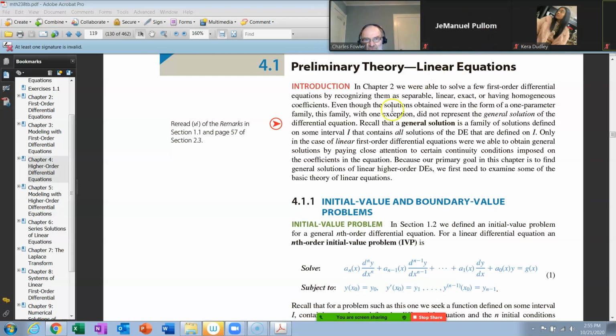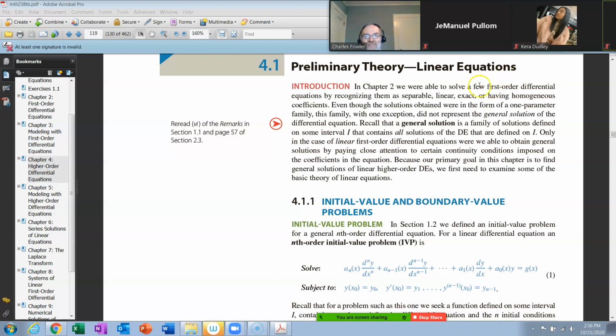So in chapter 2, we're able to solve a few first order differential equations by recognizing them as either separable, very easy, linear, we're going to continue that, exact, which had its promises, but when you move to higher orders, that's going to be hard to do, and having homogeneous coefficients, and we dealt with that one too. Even though the solutions obtained were in the form of a one parameter family, that family, with one exception, did not represent a general solution of a differential equation. The general solution is a family of solutions defined on some interval I that contains all the possible solutions of that differential equation on that interval I.